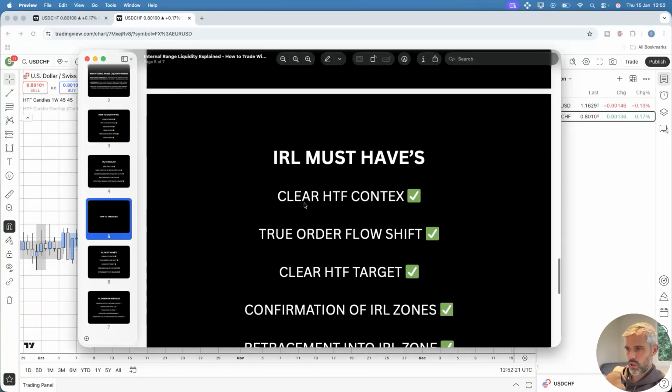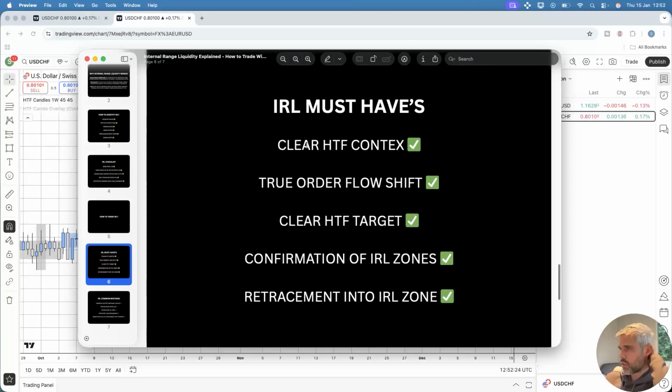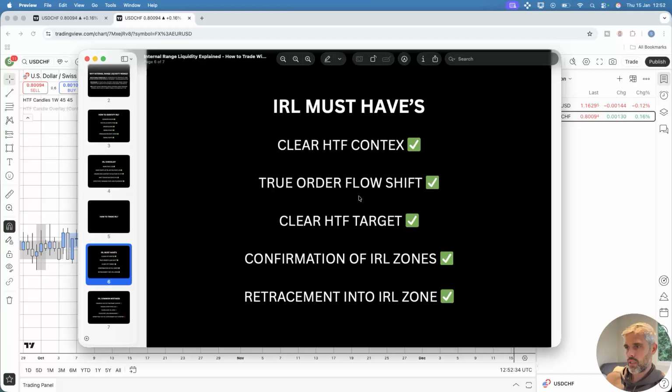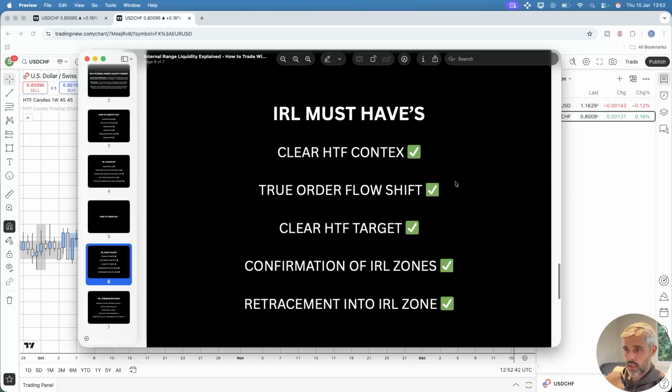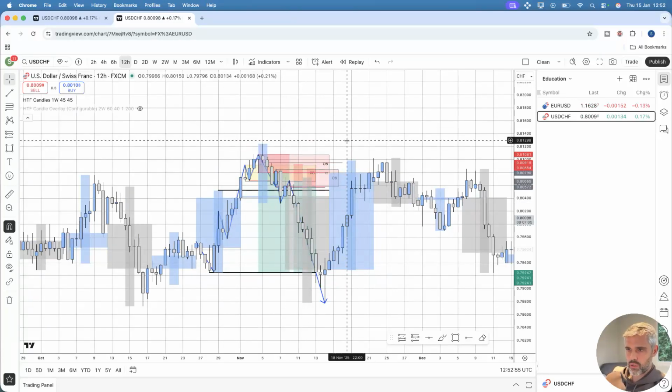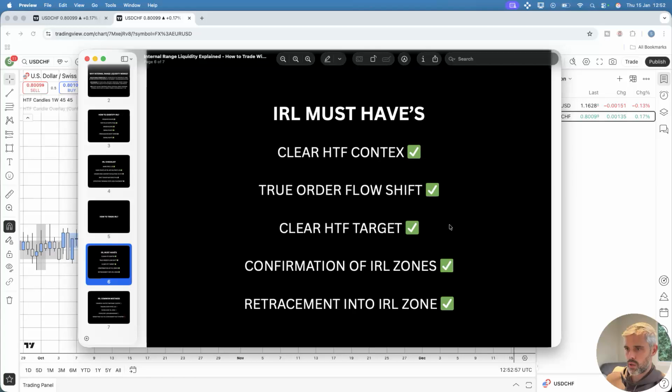And just to finish off, a couple of must-haves here. Always trade in line with higher time frame context. Whether it's order flow or market structure shifts, this shift in the market from buy to sell gives you confirmation. It doesn't always get respected, but it gives you a lot more confirmation than not having it before placing a trade. So that's something that I'd always look for. You want to have clear higher time frame targets, and these are created in the formation of higher time frame candles. There are other videos where I cover this concept in detail, so don't worry.